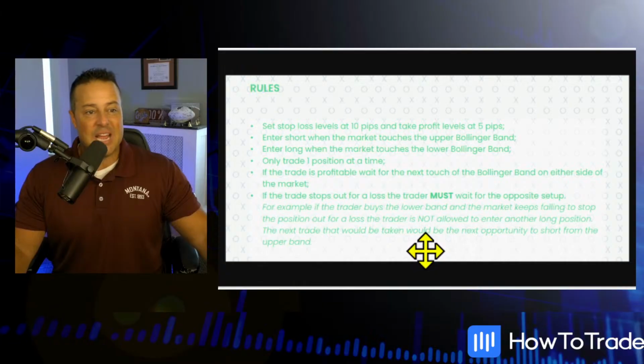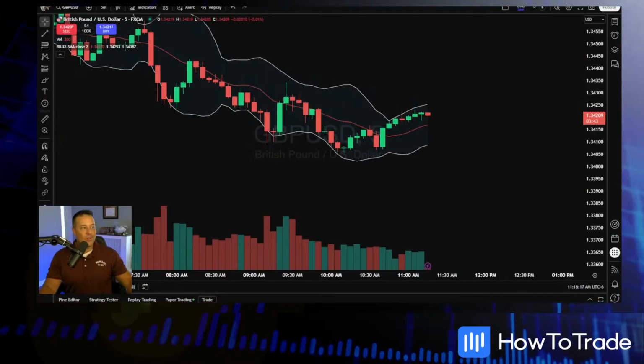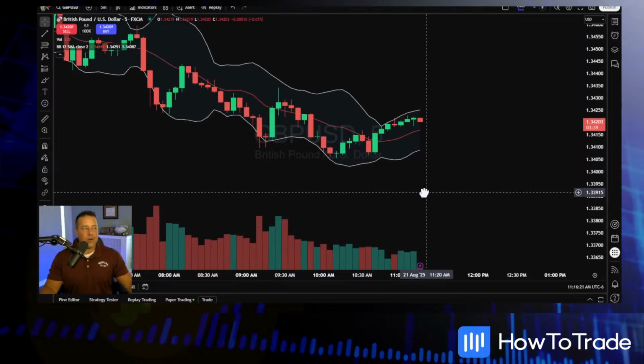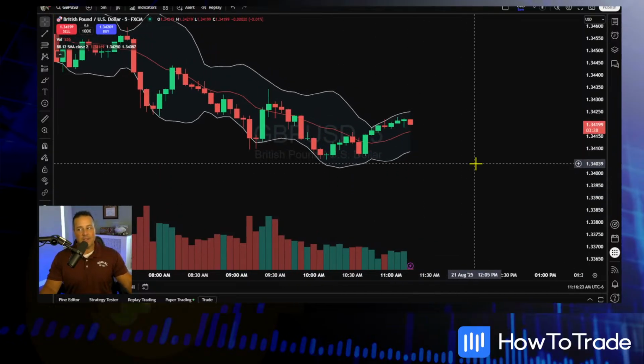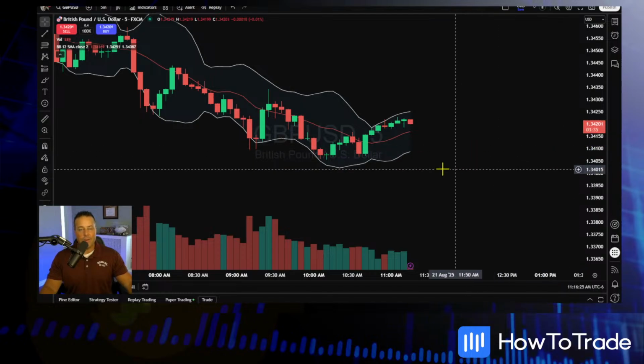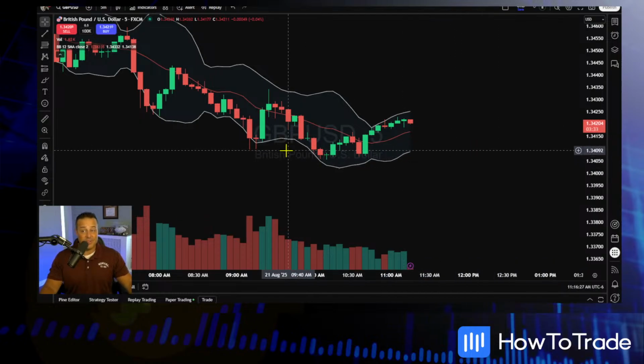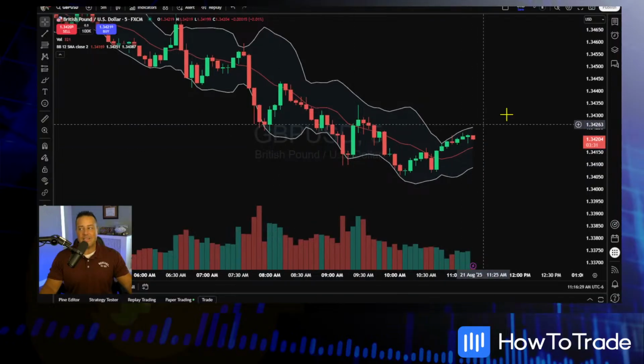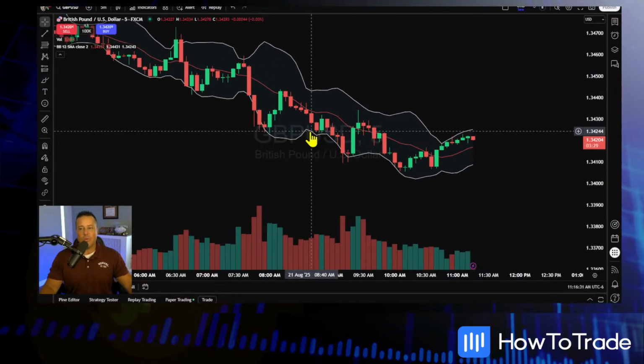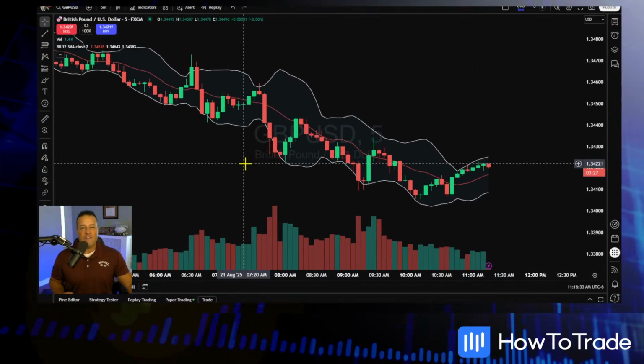So there you go. For example, if a trader buys the lower Bollinger Band and the market keeps falling, we've got to wait for a sell. Relatively straightforward there, guys. Let's go ahead and see if we can get some real-world action going. Now, there's a lot of things going on right here in this Great Britain Pound USD. Number one, we're not moving much. So let's just say, for instance, that we wanted to trade a 5-minute chart, Great Britain Pound USD. We're looking for flat markets.